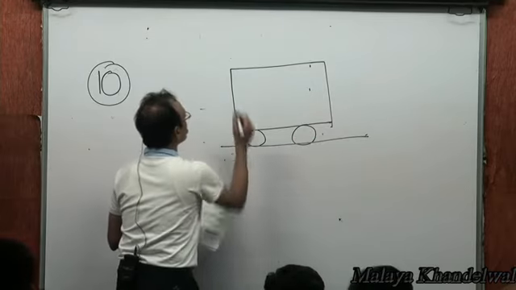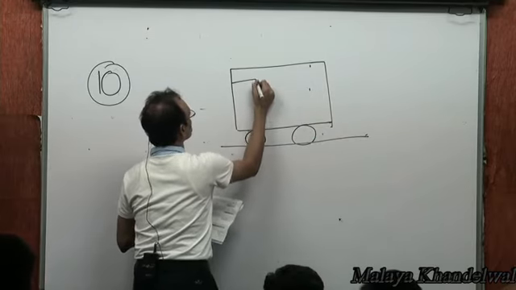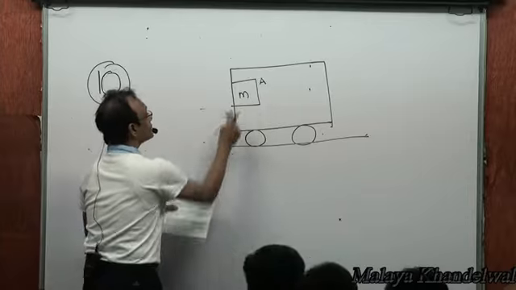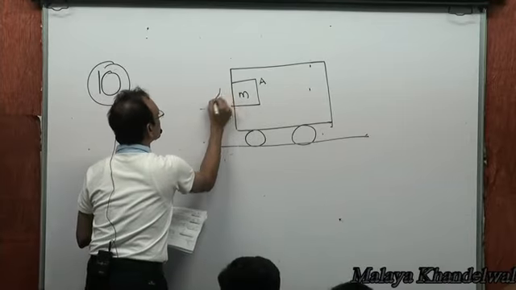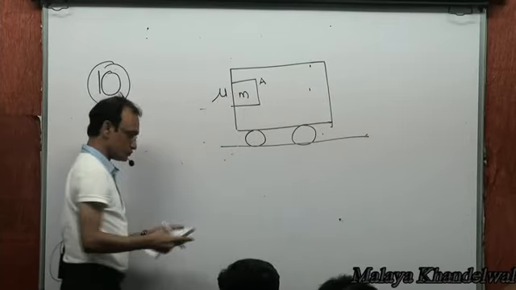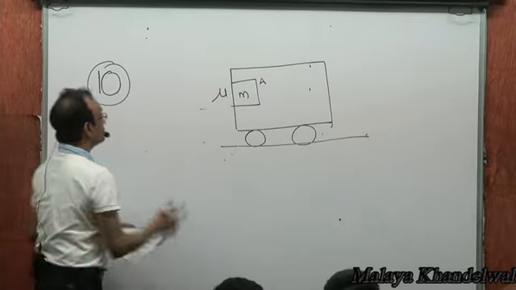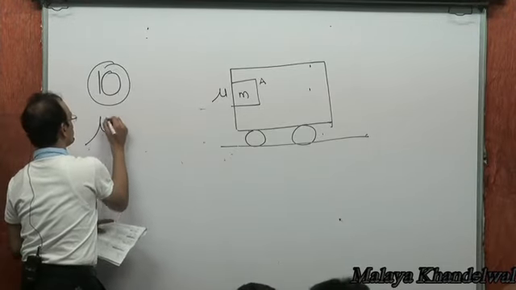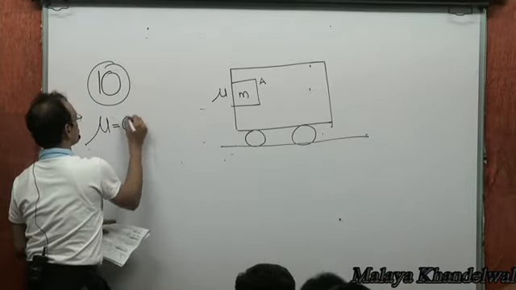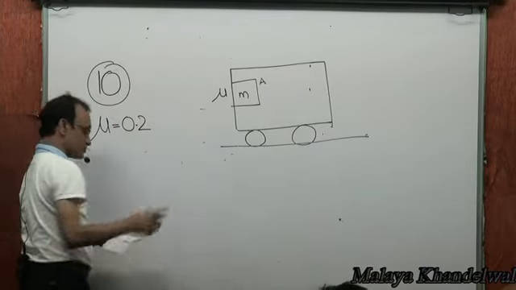And there is a block here, mass m. This block is referred to as A. Between m and this wall, the coefficient of friction is mu. Mu is given to be 0.2.